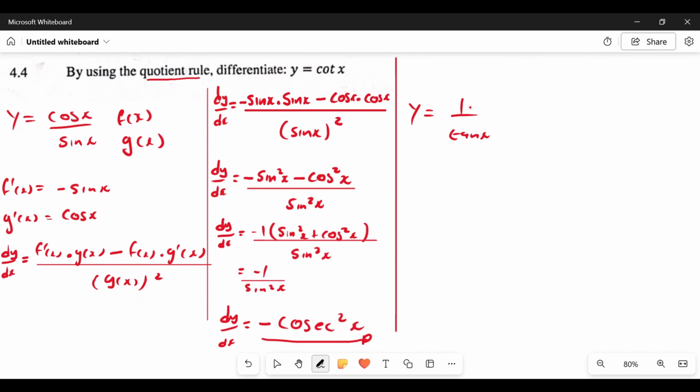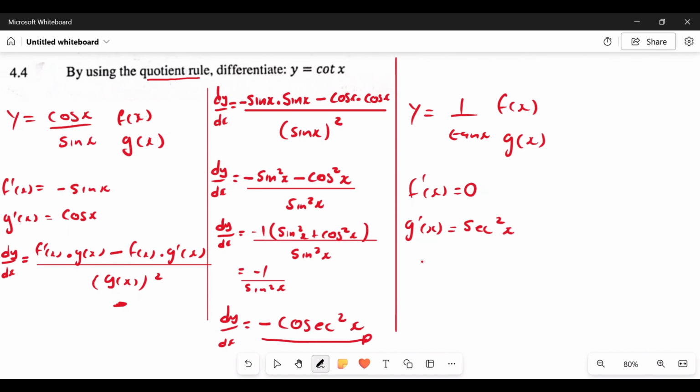So how about when you use this one of 1 over tan? On this one, you can say f of x is 1 and g of x is tan x. So f prime of x is going to be 0 and g prime of x is going to be sec squared x. There we go.